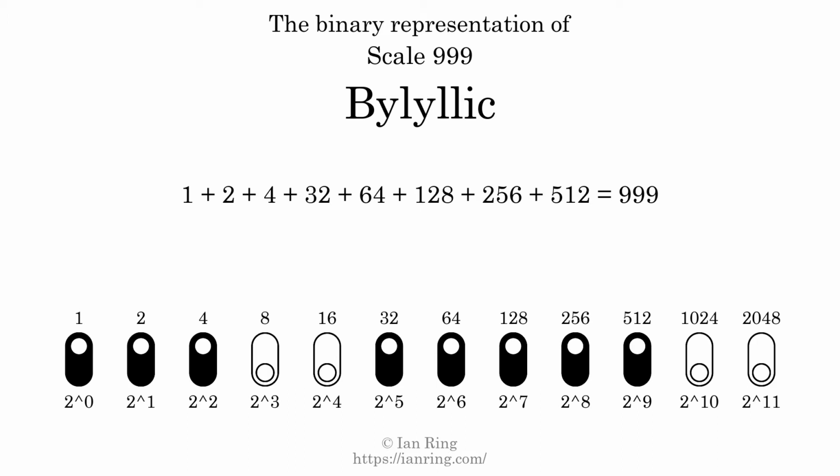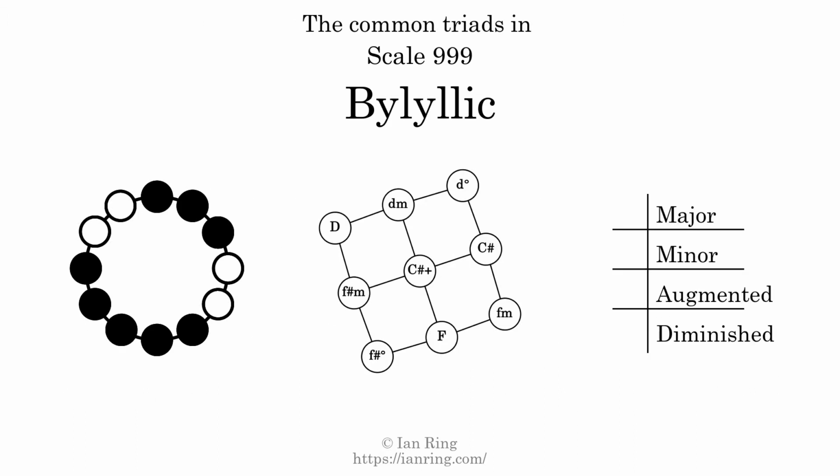The scale number not only enumerates the scale with a unique index, but it also literally describes the tonal content of the scale. Represented as a binary number in base 2, the scale number is 0011111001111. Here are the common triads present in this scale.